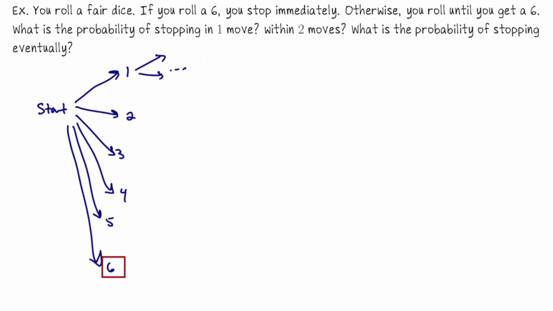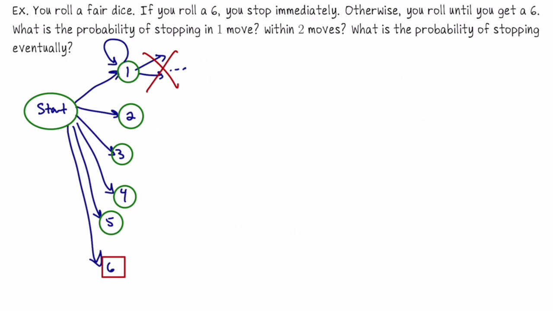So instead of doing this, we can say let 1 be the state of having just rolled a 1. Start is the state of starting. 2 will be the state of having just rolled a 2, and likewise 3, 4, and 5. Okay, and then from 1, you could roll 1 again. So that would be a loop back to itself. Or you could roll 2, or you could roll 3, or you could roll a 4.